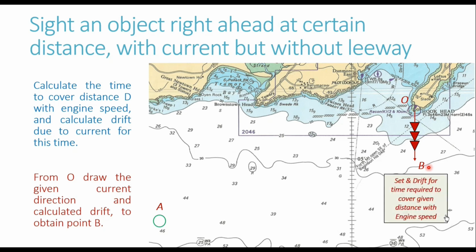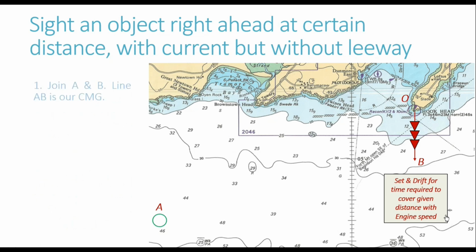You can see it here also. The set and drift is for the time which is required to cover the given distance with our engine speed. Now what we will do is we will join our initial position A in this case to the point where the current vector ends, that is point Bravo. So join alpha with Bravo. Let's plot it on the chart. So you have this line joining alpha to Bravo.